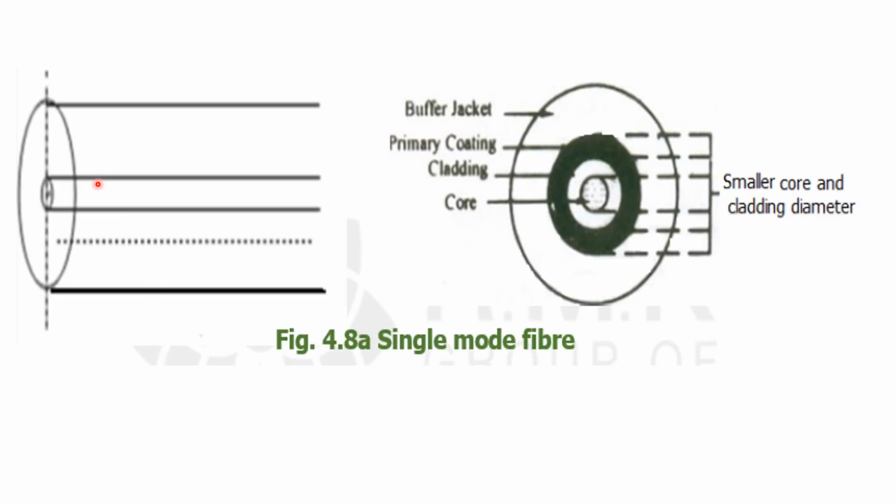Now you can see the structure. So this is the core material. This is cladding. So you can see the structure. The core is going to be of very small diameter, but cladding is comparatively high diameter. Okay, so this is the structure of the single mode optical fiber.